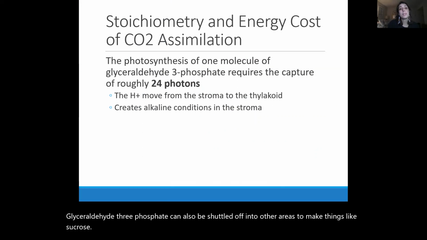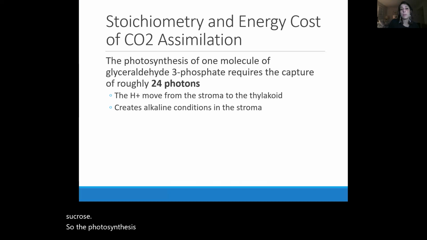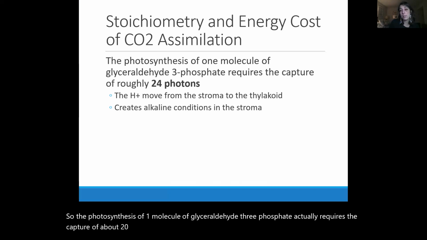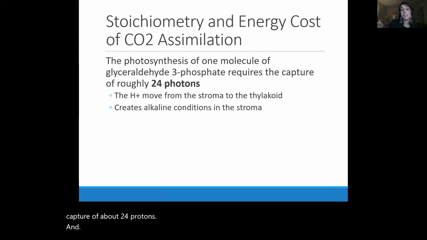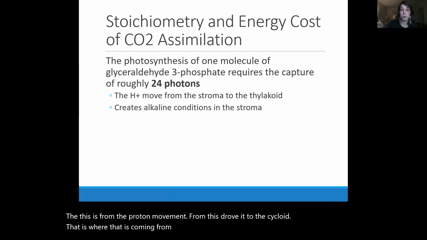So the photosynthesis of one molecule of glyceraldehyde 3-phosphate actually requires the capture of about 24 protons. And this is from the proton movement from the stroma to the thylakoid. That is where that number is coming from.